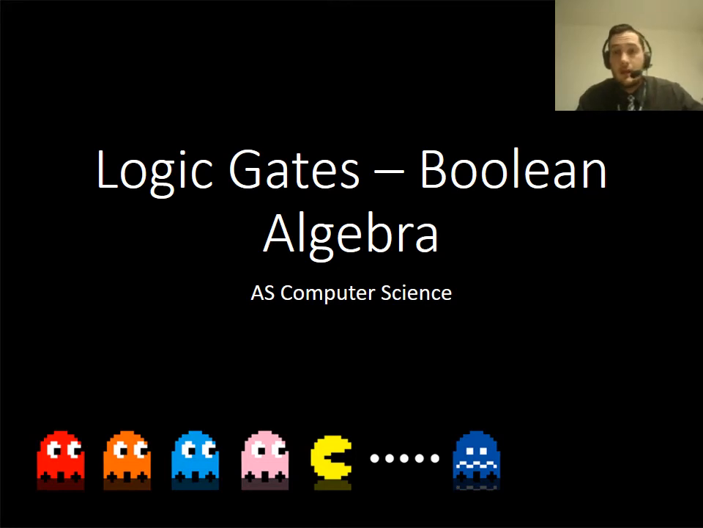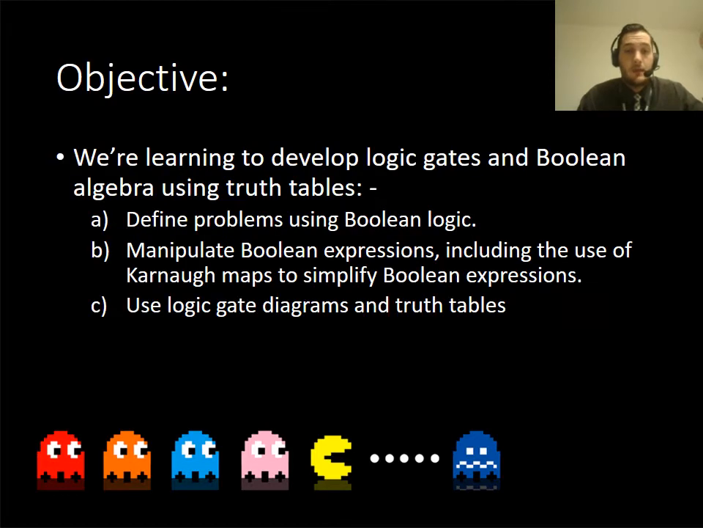Good evening, guys. So today I'm going to talk to you about one of the trickier things in the AS computer science spec. So we're going to look at Boolean algebra and we're going to look at logic gates. So moving on, what we're going to need to be able to do is define problems using Boolean logic. We're going to need to manipulate Boolean expressions and we're going to use logic gate diagrams and truth tables.